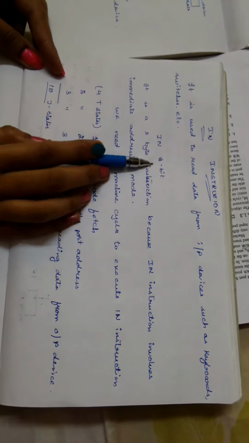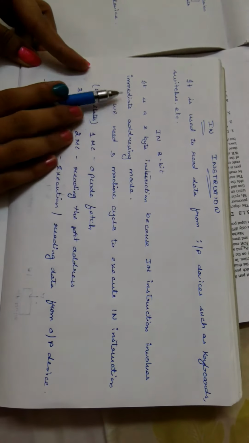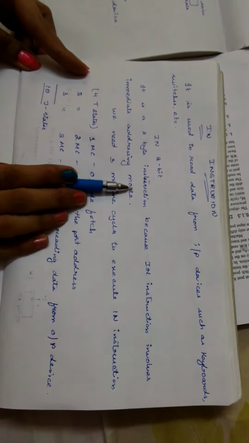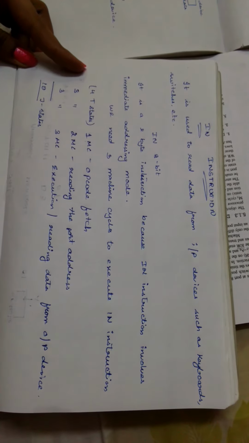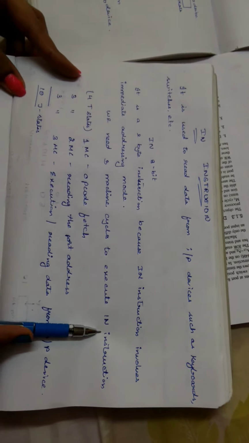IN followed by an 8-bit port address. It is a 2-byte instruction because the IN instruction involves immediate addressing mode. We need 3 machine cycles to execute the IN instruction, and not only the IN instruction: any instruction that deals with immediate addressing mode needs 3 machine cycles.